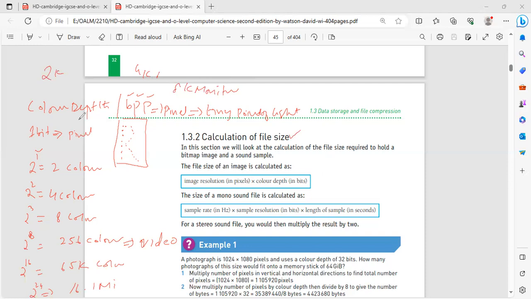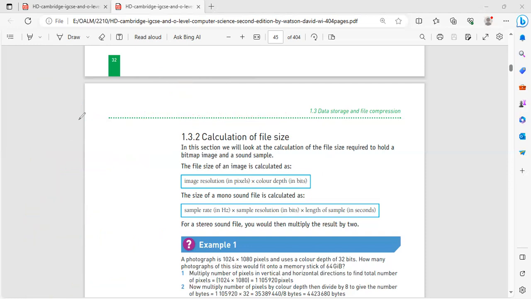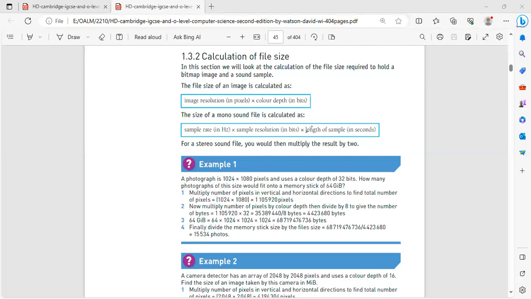Okay, good. Now I need to see calculation of file size. This question comes very much. In this section, we look at the calculation of the file size required to hold a bitmap image and a sound sample. So these two types of question come. They will ask you about a bitmap image and then a sound sample. The file size of an image is calculated as image resolution in pixels multiplied by color depth in bits. Now how to do that? The size of a mono sound file is calculated as sample rate in hertz multiplied by sample resolution in bits multiplied by length of sample in seconds. We'll do both of these.